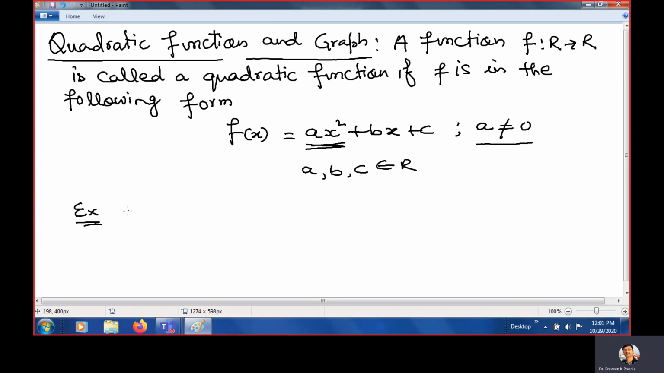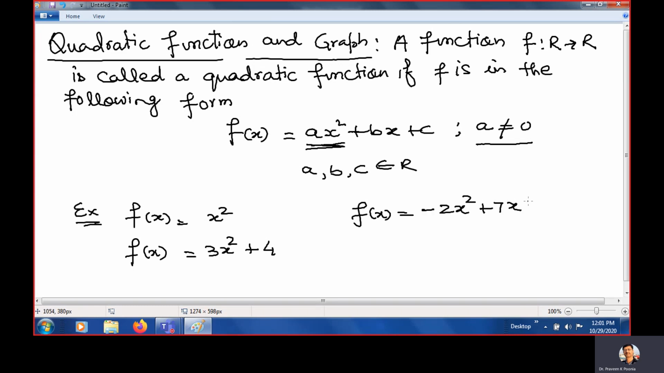For example, f(x) = x^2 is a quadratic function. f(x) = 3x^2 + 4 is a quadratic function. f(x) = -2x^2 + 7x + 1 is a quadratic function. Clear? All of these functions have x^2, which is why they are quadratic functions.